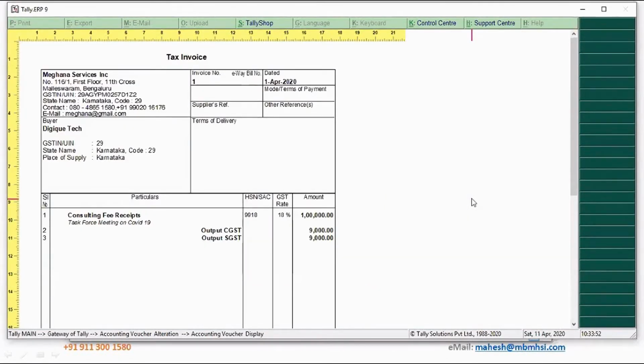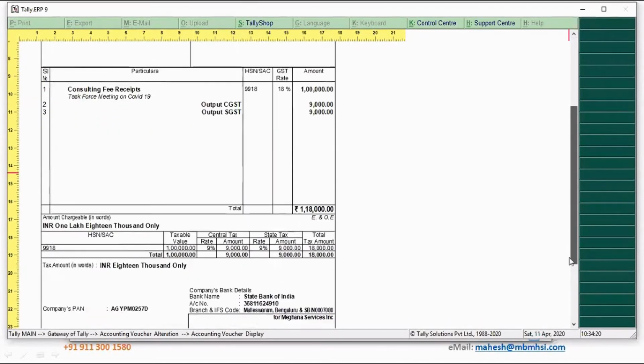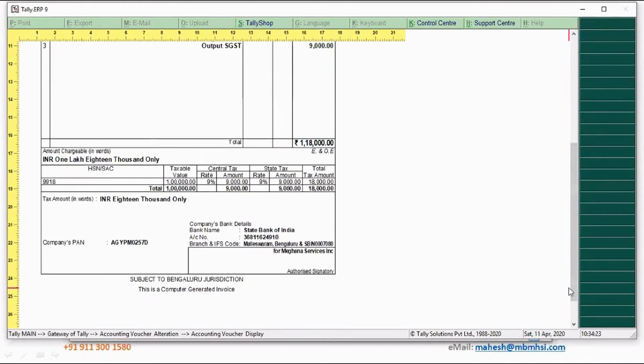So here is the same tax invoice without inventory. I'm using only accounts and still I'm able to do that. Consulting fee receipts, HSN code 9918, GST at 18%, 1 lakh rupees, and I'm also giving a description, task force meeting on COVID-19. On that there is CGST, SGST. I can still file my GST returns even without inventory.